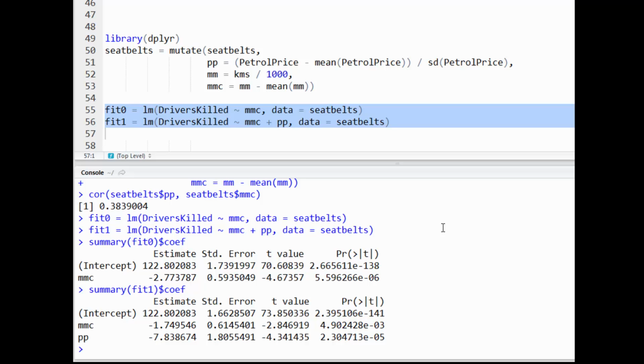So this MMC, which is the kilometers in 1,000 kilometer units centered, goes from an estimated negative 2.7 additional deaths per every 1,000 extra kilometers driven per month to negative 1.7, so down by 1, after the inclusion of the petrol price. So petrol price is having a confounding effect on the relationship between the kilometers driven and the number of drivers' deaths.